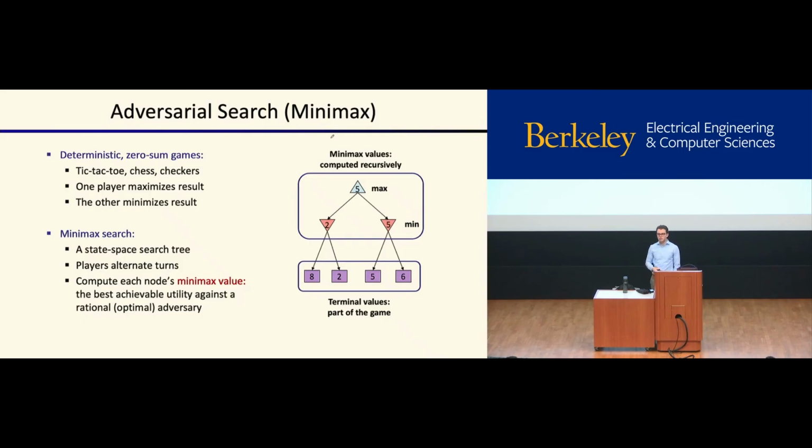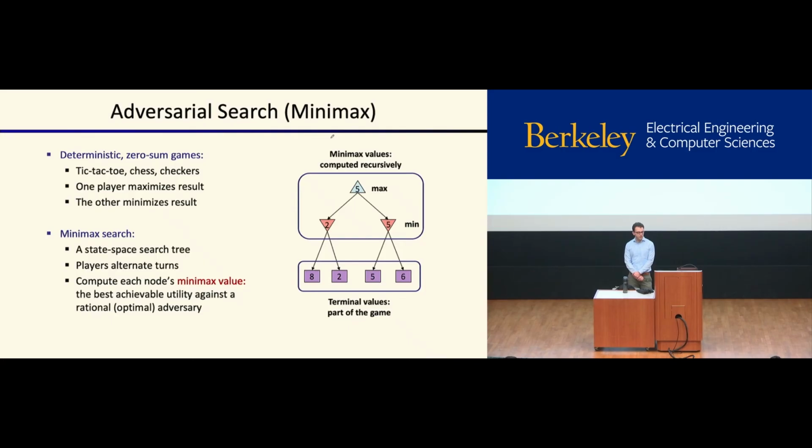Each node is assuming that the other player is playing optimally, right? So we are assuming we have a rational adversary. They're trying to maximize their reward or utility. Yes? Yeah, so if you can't calculate all the terminal values, or if the search tree is too deep to get down there, we're going to deal with that. But we're first going to deal with the easy version where you can.